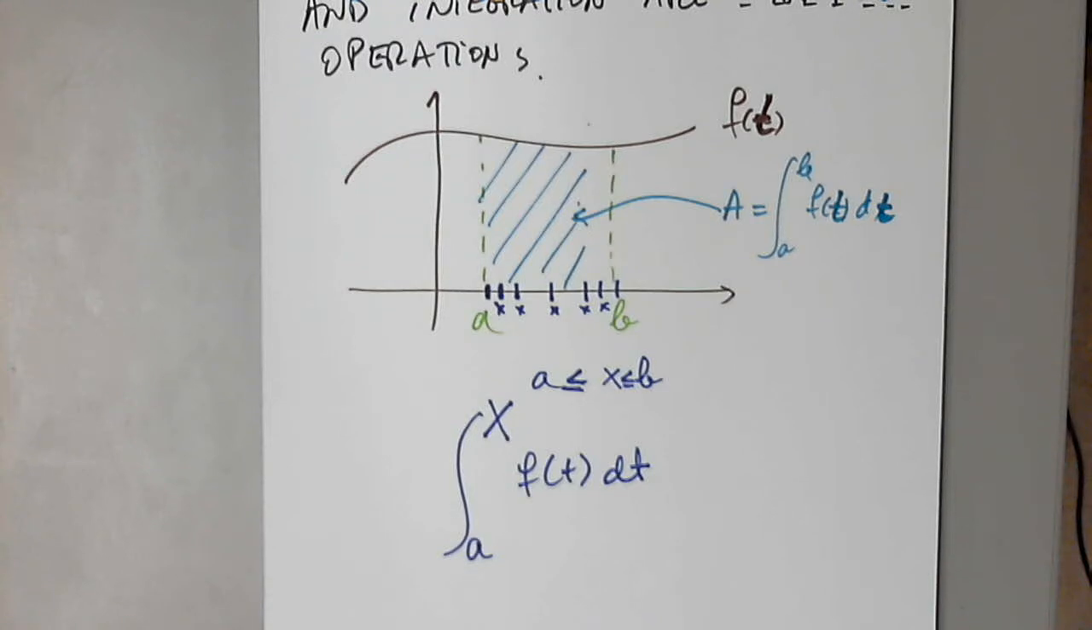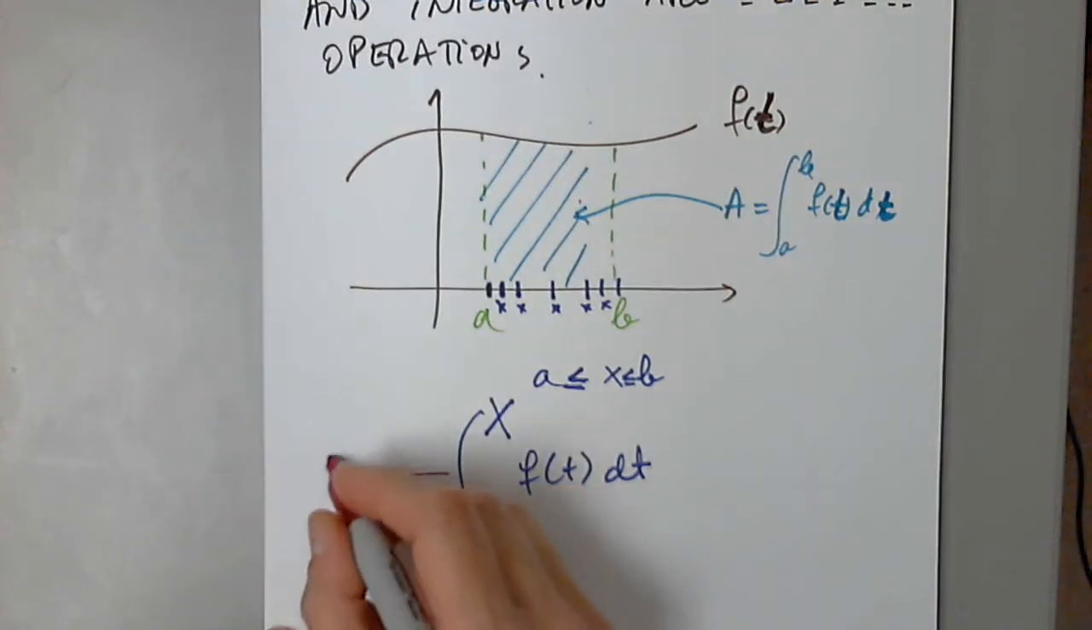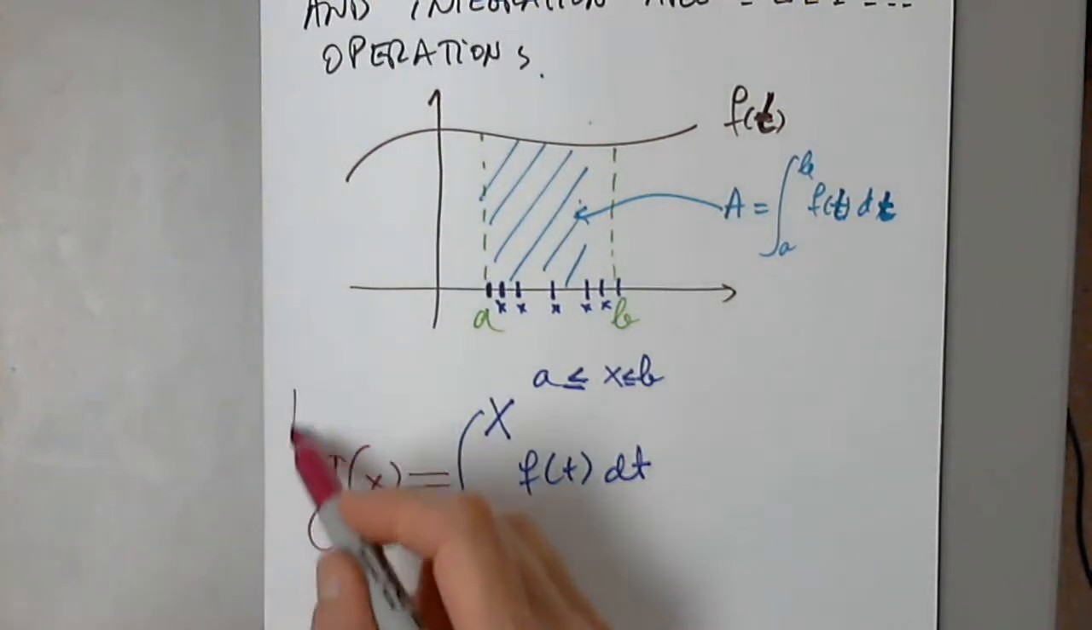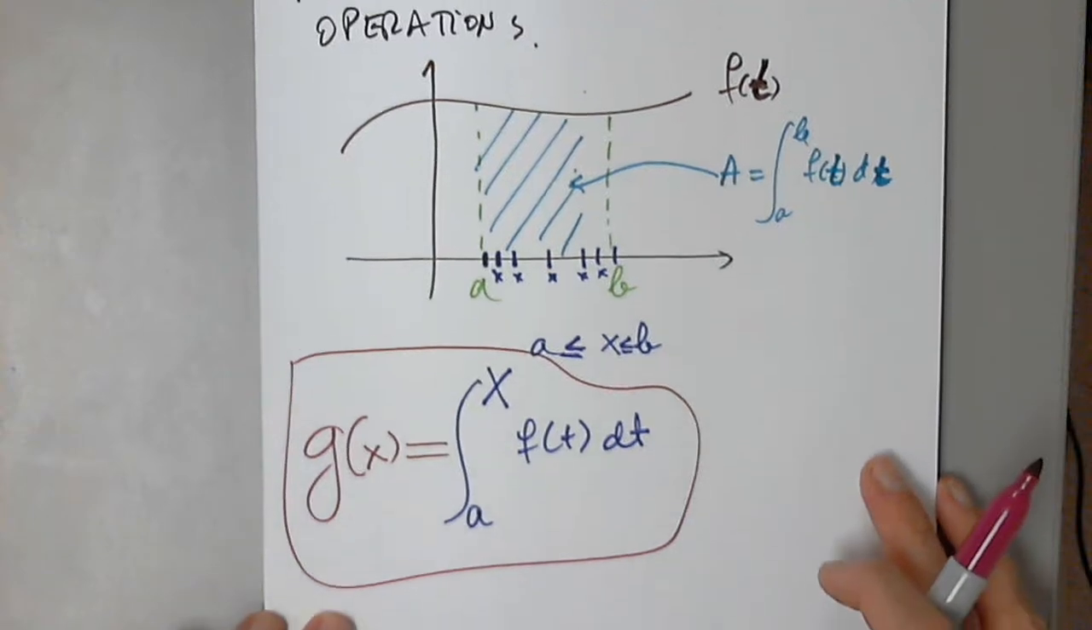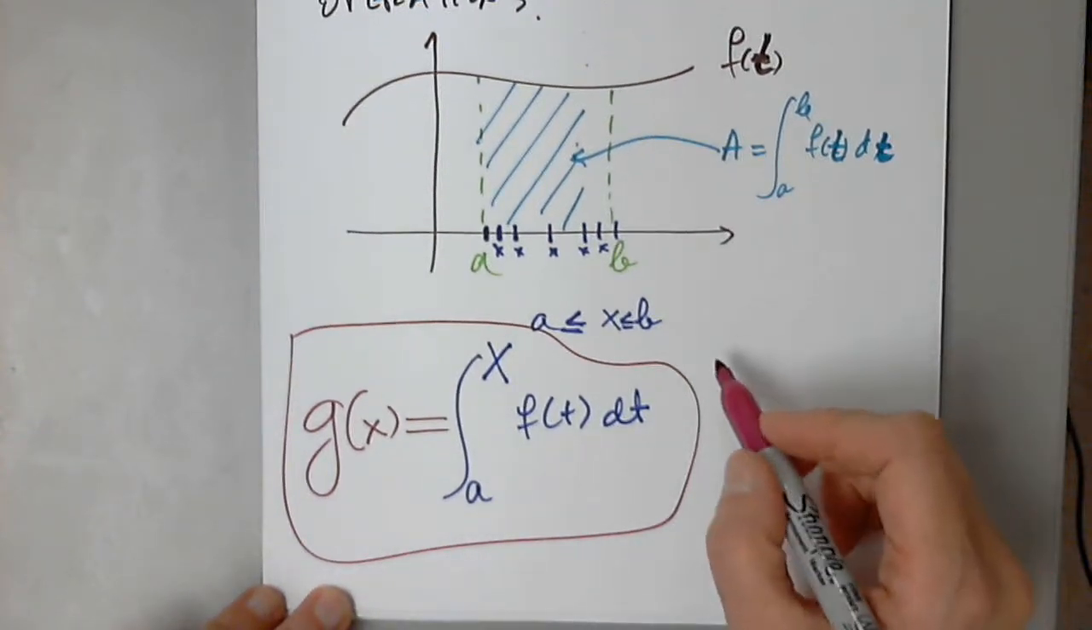So when x is a, obviously this is 0. When x is here, it's this piece. When x is here, it's that piece. When x is here, it's this piece. When x is here, it's the whole piece. What am I creating here? A function. Of course. Thank you. This is a function, and it's a function that depends on x. And this is a function given in the form of an integral.